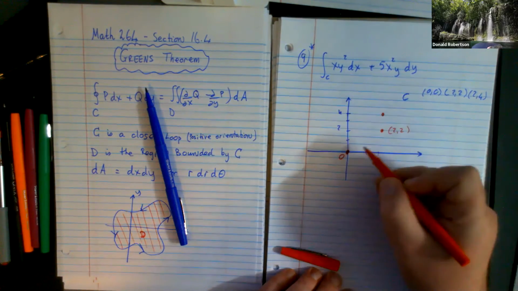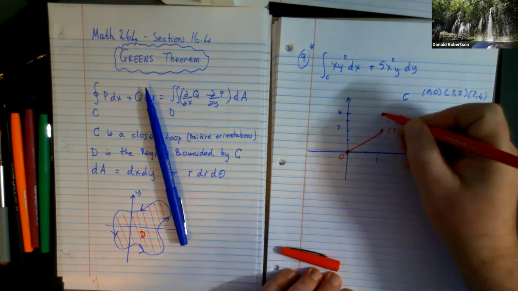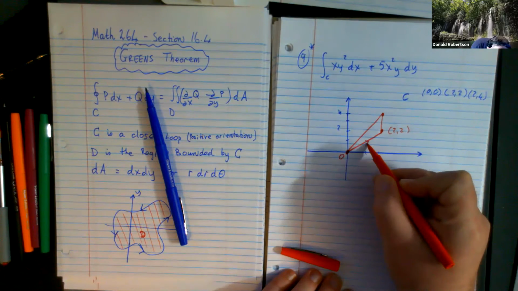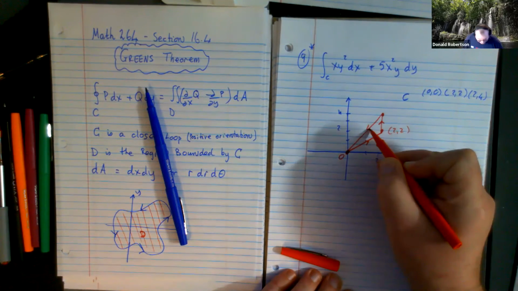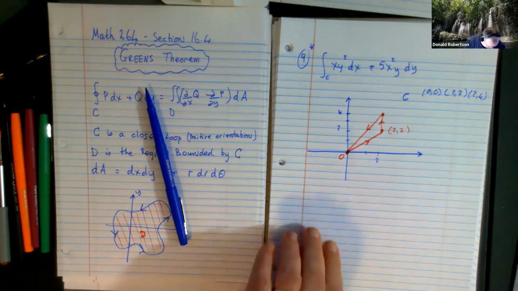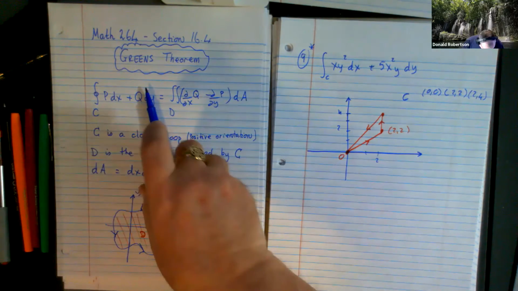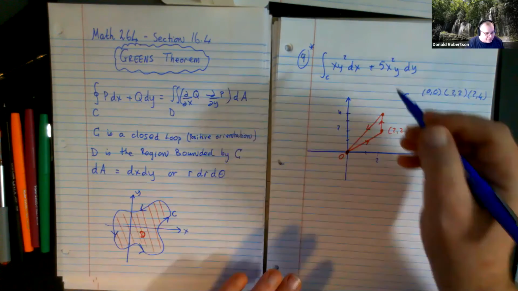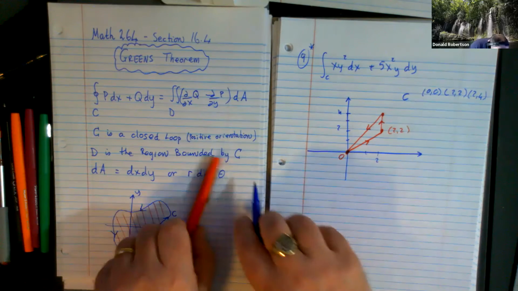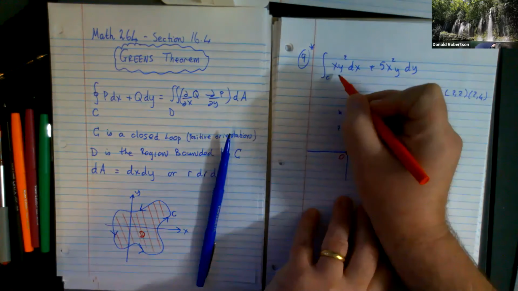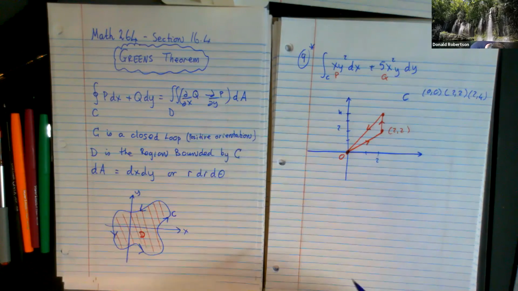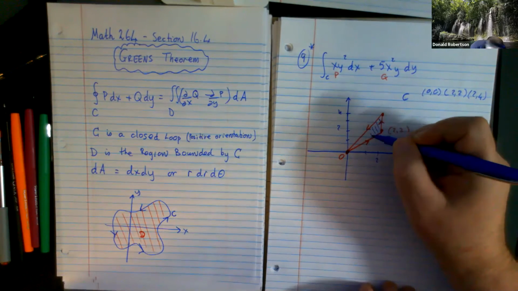Here is our triangle. And if you join them up in the order that they're written, it's positive orientation. So we are going to do the dx dy version. Actually, it'll be the dy dx version. This is P, this is Q. This is D.